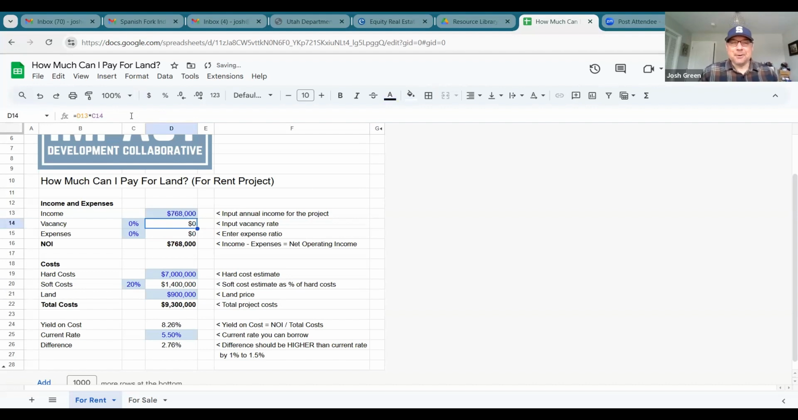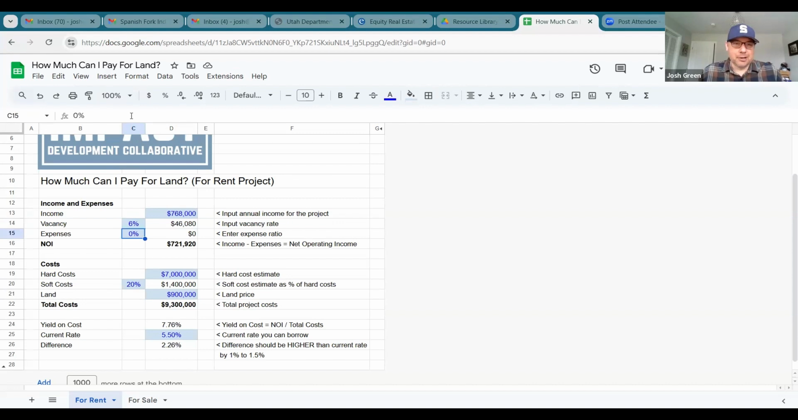Okay, so here's what your potential income is on this project. You've got to subtract out vacancy and bad debt. Maybe that's 5%, maybe that's 6%. And then expenses. You can talk to a property manager.